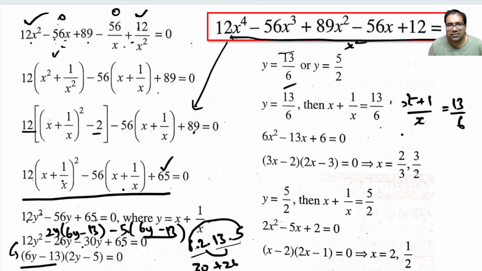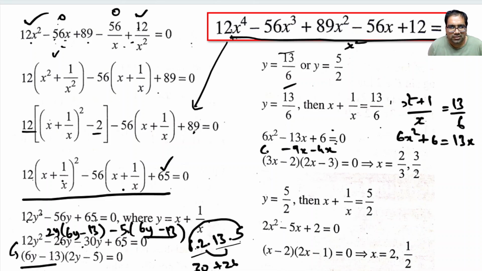Right. That means 6x square plus 6 is equal to 13x. That means 6x square minus 13x plus 6 equals 0. We can simplify this and find the solutions. We can write this as 6x square minus 9x minus 4x plus 6. Right, 6 into 6 is 36, 9 into 4 is also 36. What will this become? This becomes 3x minus 2 into 2x minus 3.